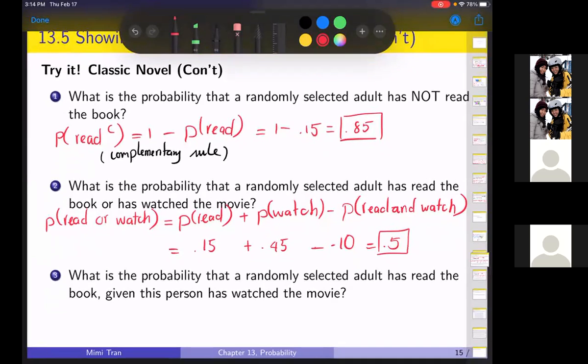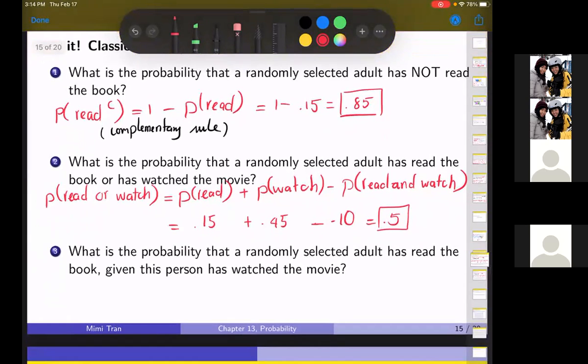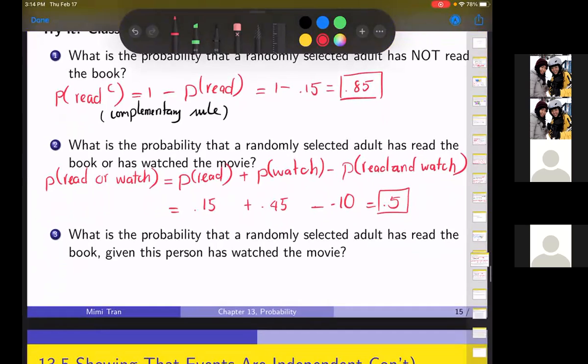All right, what is the probability that a randomly selected adult has read the book given this person has watched the movie? Why don't you guys do this and put it in the chat privately? Number 3. When you see given, that means you use conditional probability, right?